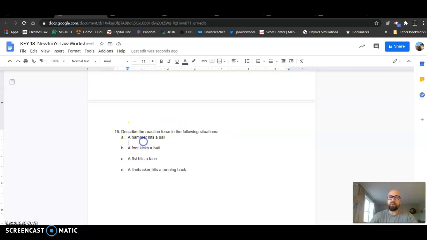And then 15, we want to make really easy. Some of you made this really wrong. A hammer hits a nail. The reaction force to that is not what happens to the nail or anything like that. We're thinking Newton's third law. So if object A acts on object B, then object B acts on object A, equal and opposite. So a hammer hits a nail. The reaction force to that is the nail hits the hammer.